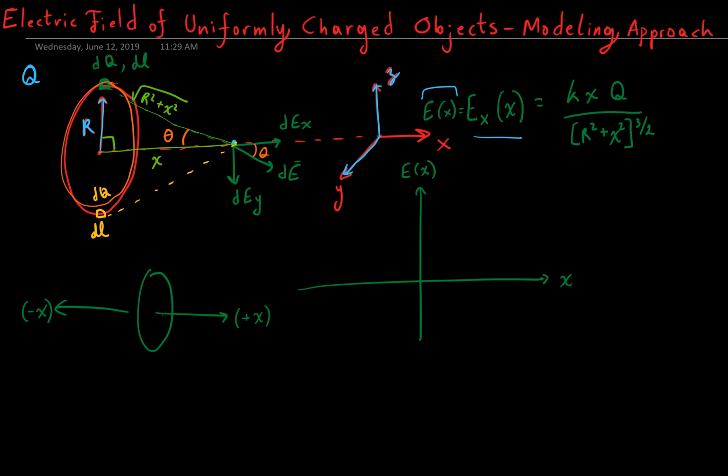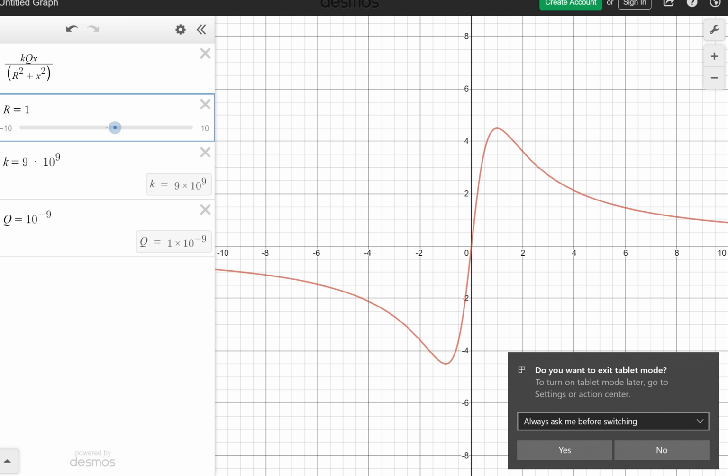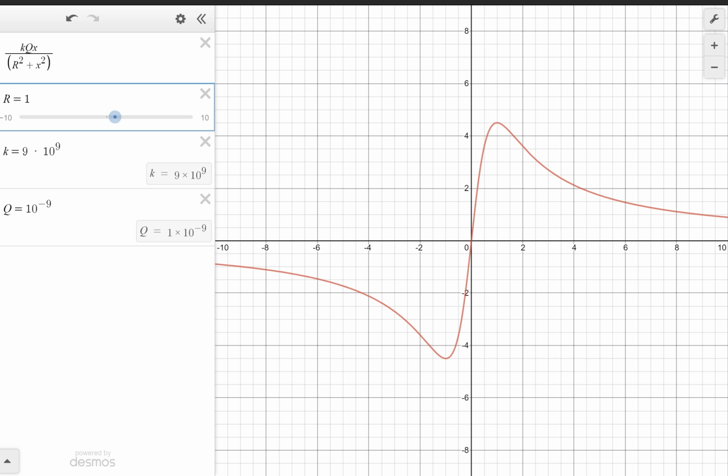Okay, so let's take a look at that. So here we have this online graphing calculator. Now, here you see our electric field as a function of x, and I decided to consider the charge positive for the time being. Here's our constant k, 9 times 10 to the 9. You may argue, not exactly, 8.99 times 10 to the 9, but who cares? It's a very small difference.